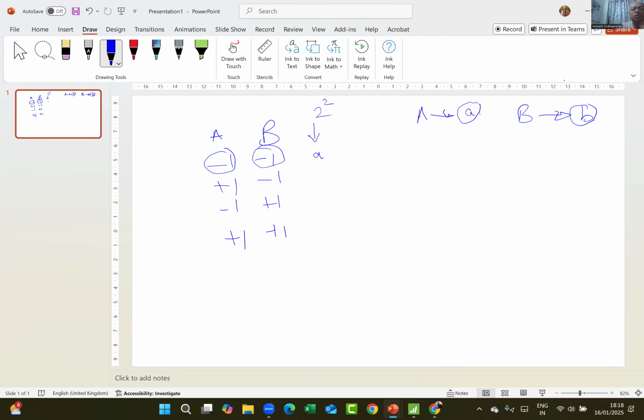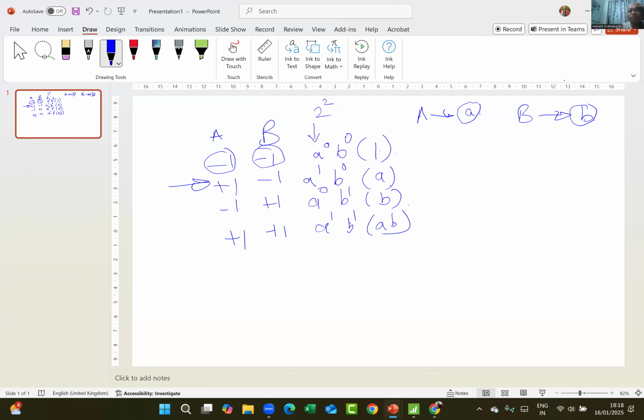So I'll call it A to the power 0 and B to the power 0, or it can be considered as 1. The second row will be A to the power 1, B to the power 0, which means a. Then you have A to the power 0, B to the power 1, which is b. And then you have both at 1, A raised to 1, B raised to 1, which is ab.